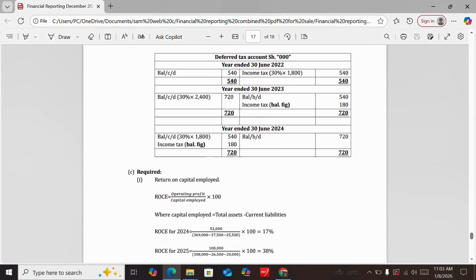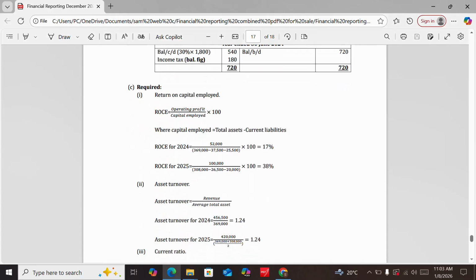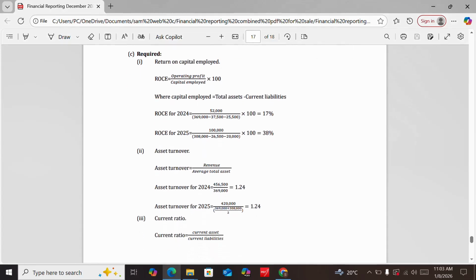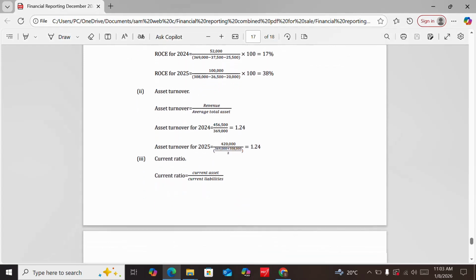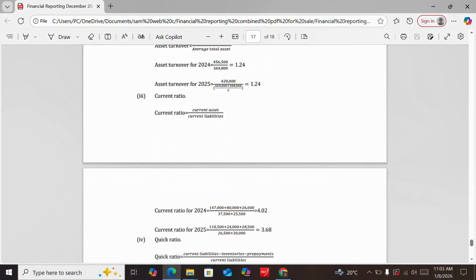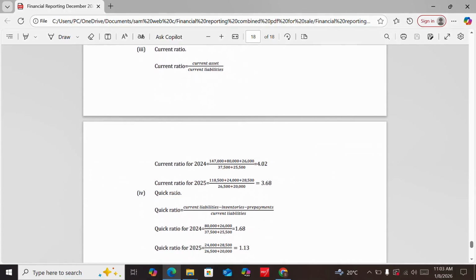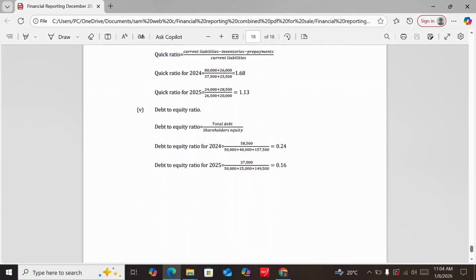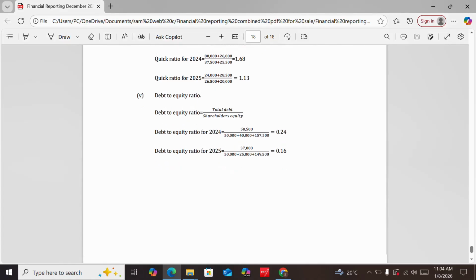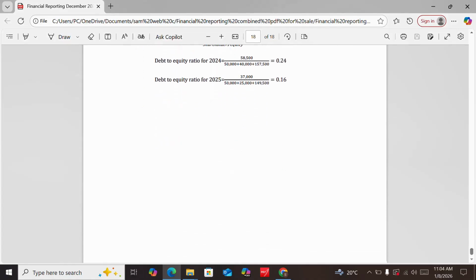Then we have part C for ratios. The first one is ROCE, that is return on capital employed. The second one is asset turnover, then current ratio. And then we have quick ratio. And finally, we have debt to equity ratio. So this is it for this paper.